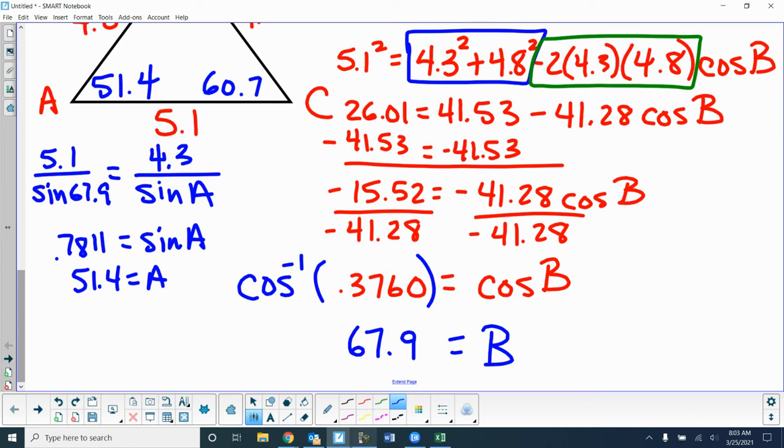Does anybody need me to go through that one? One of those again, I can. But if you understand 1 and 2, 3, 4, and 5, we're going to do the same way.